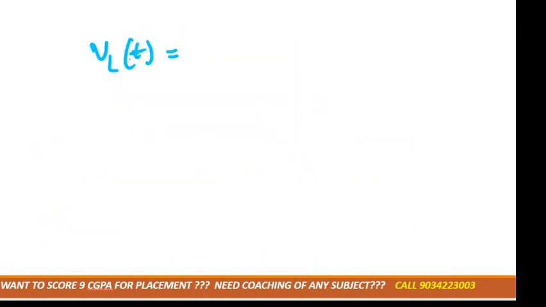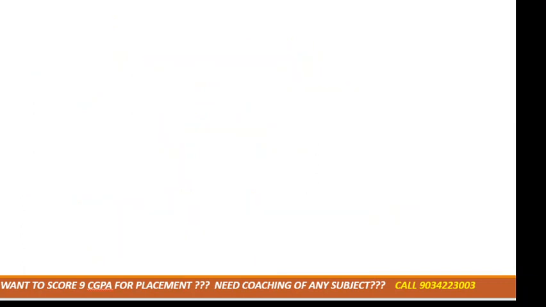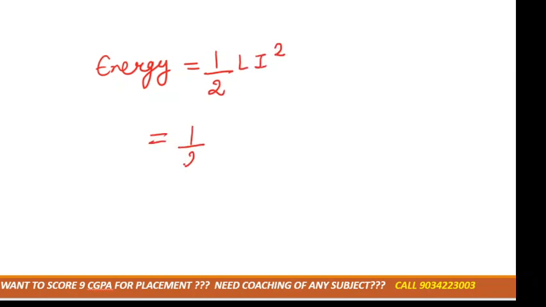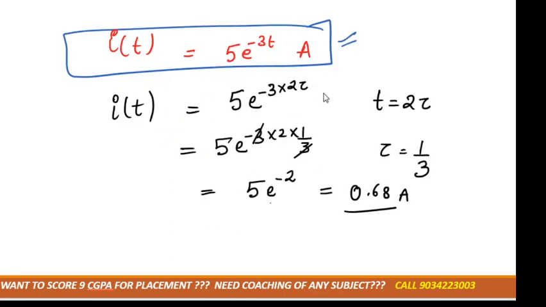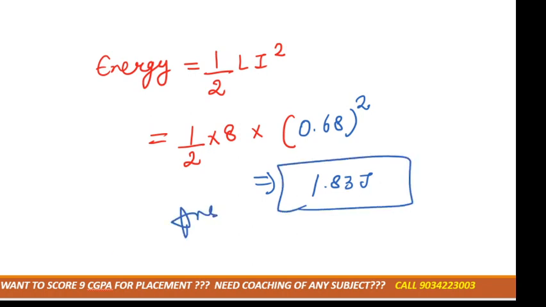In the next part, they ask us to calculate the energy stored in the inductor at t equal to 2 tau. Tell me the formula for the energy stored in the inductor. Half L I square. Half we know, L we know, and I we already calculated at 2 tau, that is 0.68, whole square. If we solve it, we'll get 1.83 joules. That is our final answer.